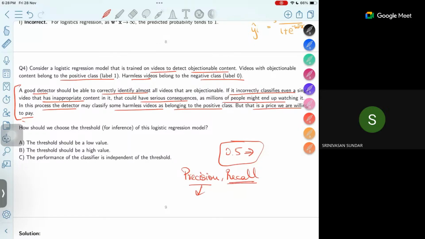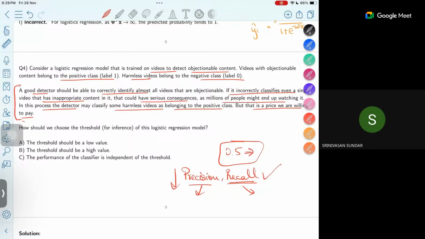Recall means I am trying to optimize so that all the videos that have inappropriate content should be flagged by this particular detector. In that process, it is okay if I accidentally flag some videos which are actually harmless, but still flagged by this model as having inappropriate content. That is okay. So in this question, we want to optimize for recall. And in that process, if our precision goes down, that is fine.